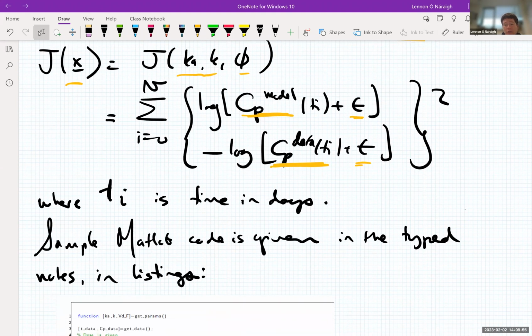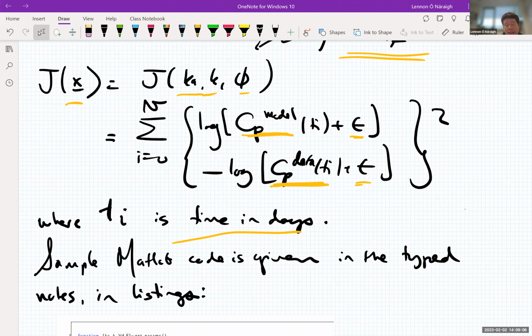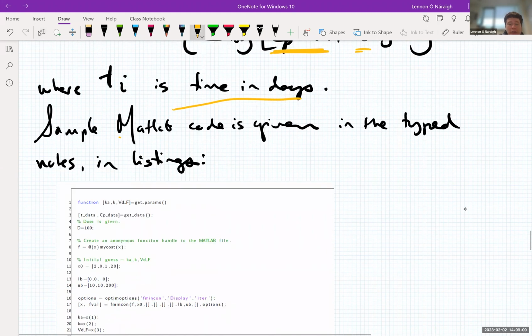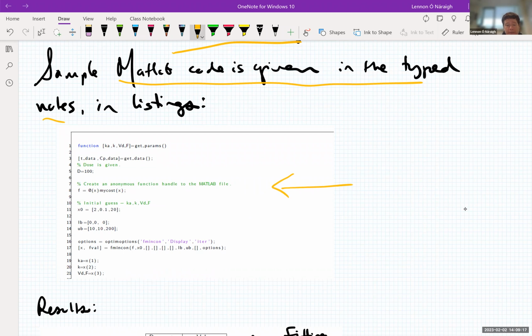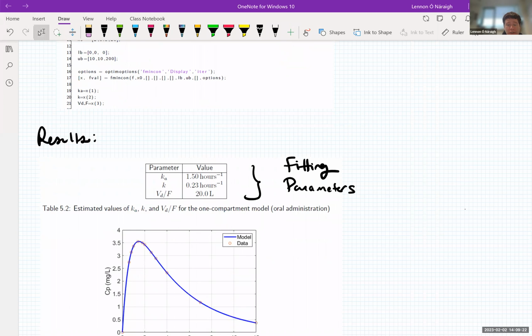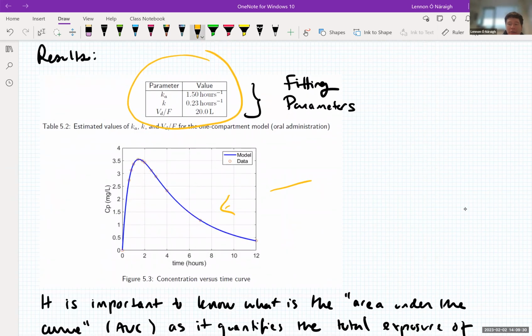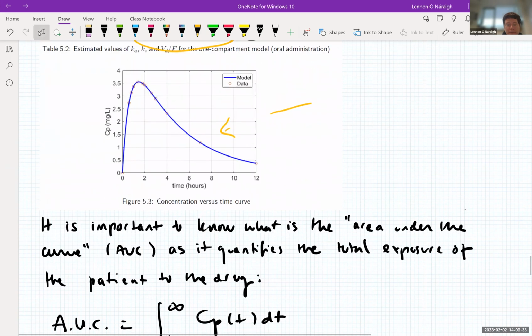It's a sum over the different data points, and the data points are TI, the time. So what I have to do is minimize this cost function as a function of the parameters x. I've done this in a sample MATLAB code, which is given in the notes in some listings. I'll just show you the sort of idea here. I run this code and I get some results. In particular, I get values for Ka, K, and VD over F, my fitting parameters. And I get a very nice curve with excellent agreement between the data and the model.